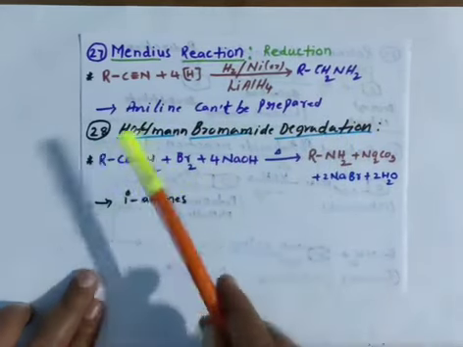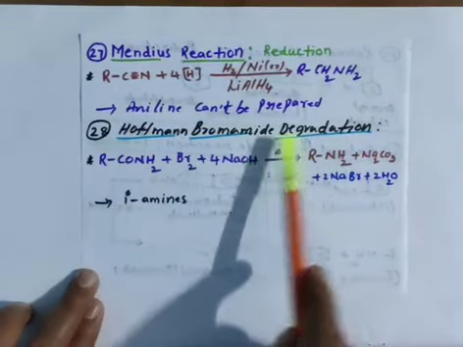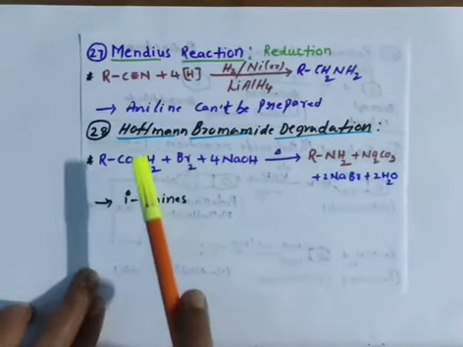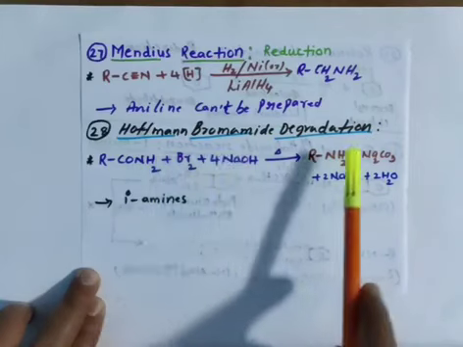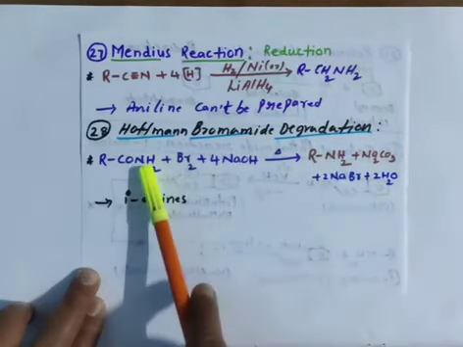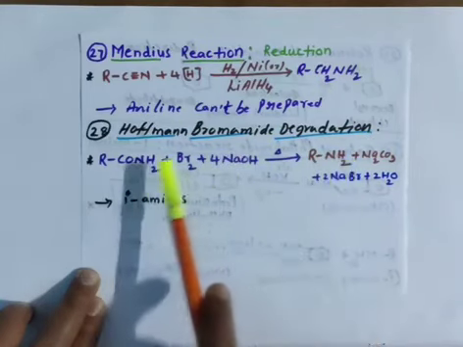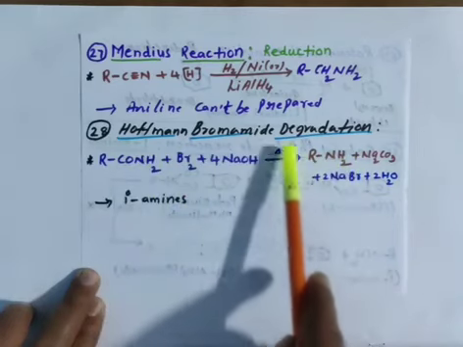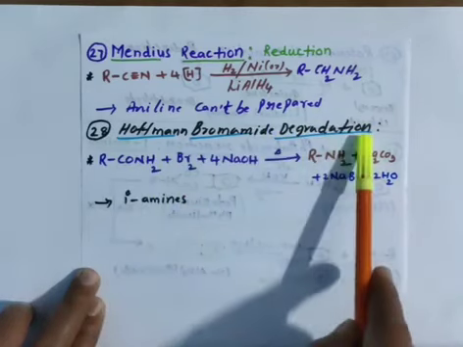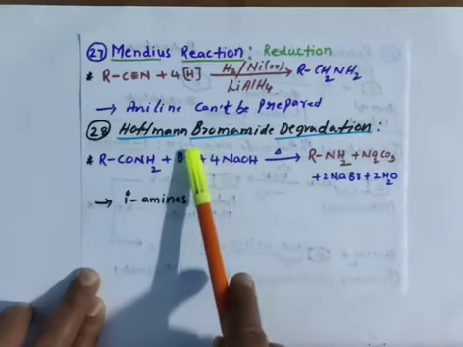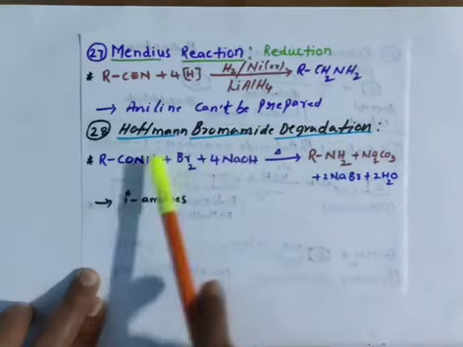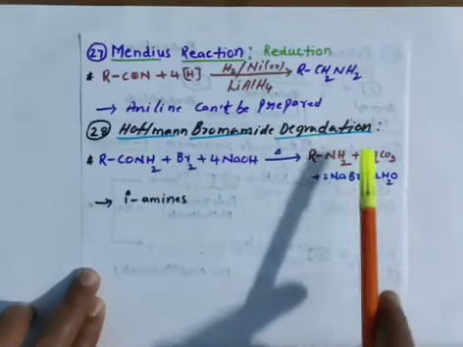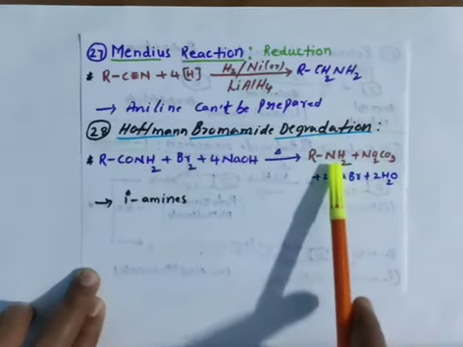Next, the Hoffmann bromamide degradation reaction. Here amides are converted to primary amines. Amide to amine. Here the number of carbon atoms decreases, that's why it is called degradation. We are using bromine, that's why bromamide: amide, bromine, bromamide. Degradation means the number of carbon atoms is decreasing.